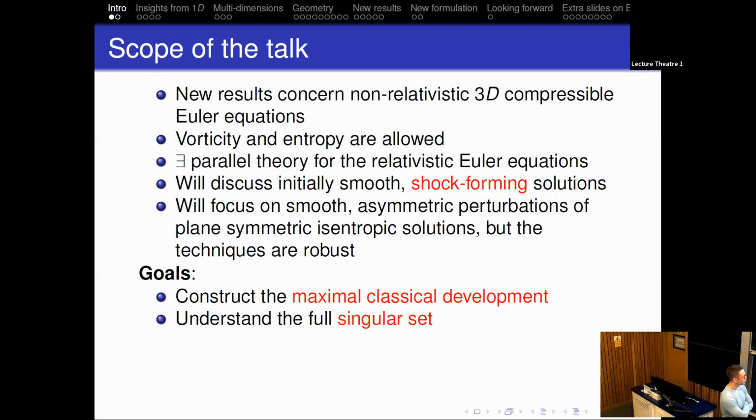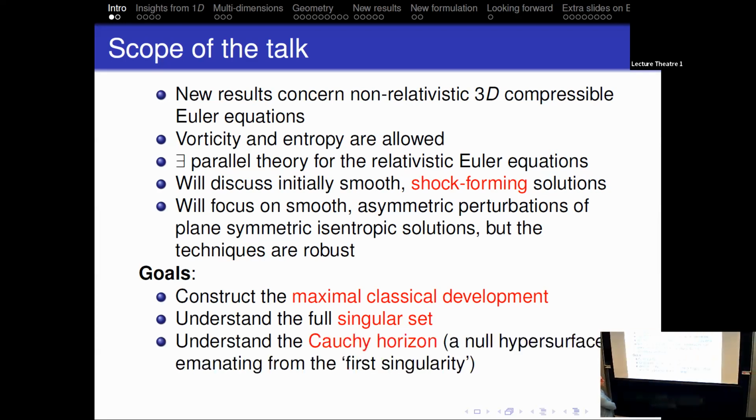There are two pieces that I really want to talk about. The singular set, this is the set of points where the fluid's gradient blows up, and the Cauchy horizon. The Cauchy horizon is a null hypersurface that emanates from a codimension 2 manifold that can properly be thought of as the correct notion of a first singularity in this context. So I'll explain all these things and show lots of pictures. This is just kind of a warm up for the talk.